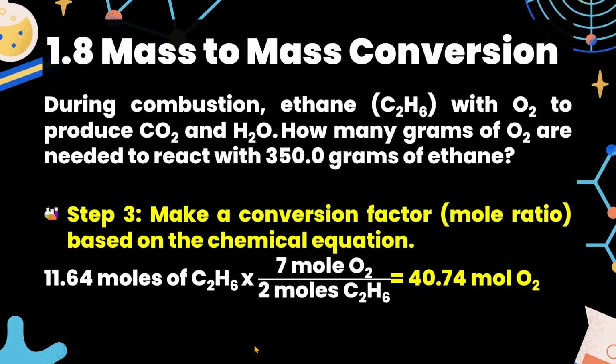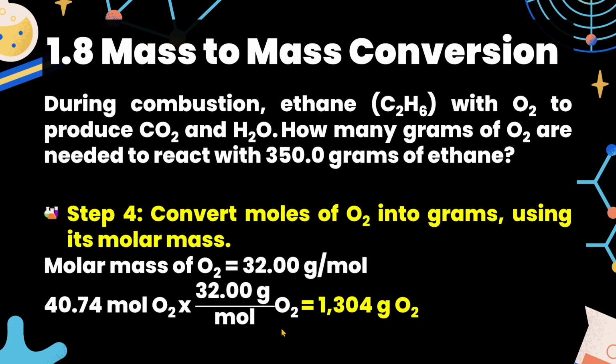See to it that because we are looking to cancel C2H6, we have to write C2H6 in the denominator. So it requires 7 moles of oxygen per 2 moles of C2H6 or ethane. So canceling all the units, then multiplying the numbers and dividing, 11.64 times 7 divided by 2 is 40.74.